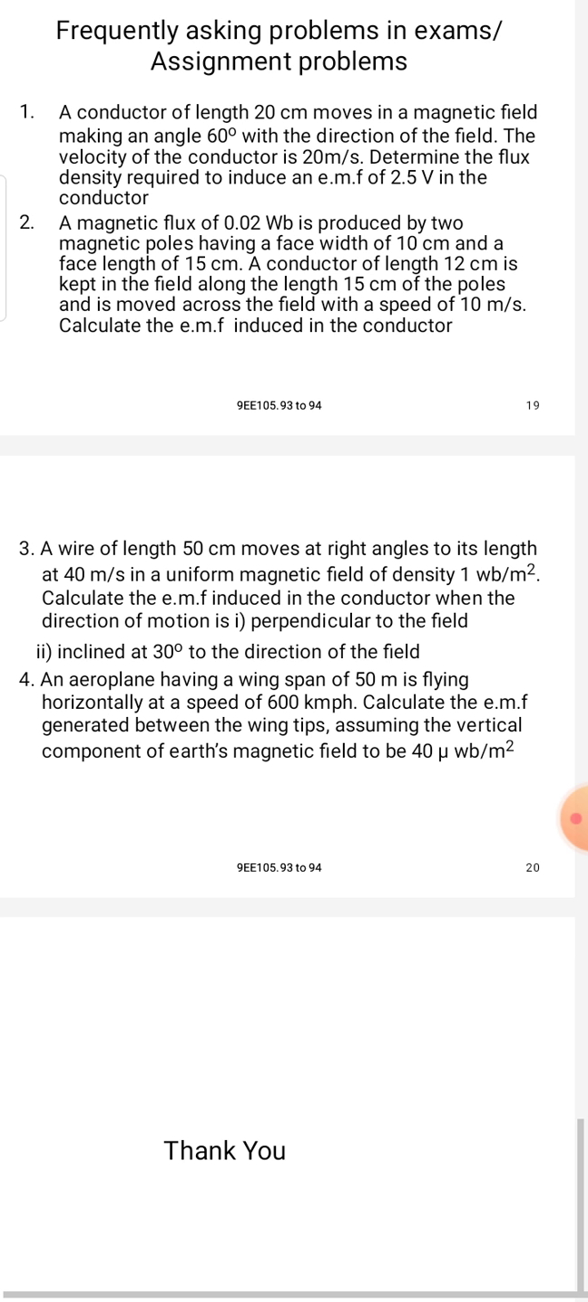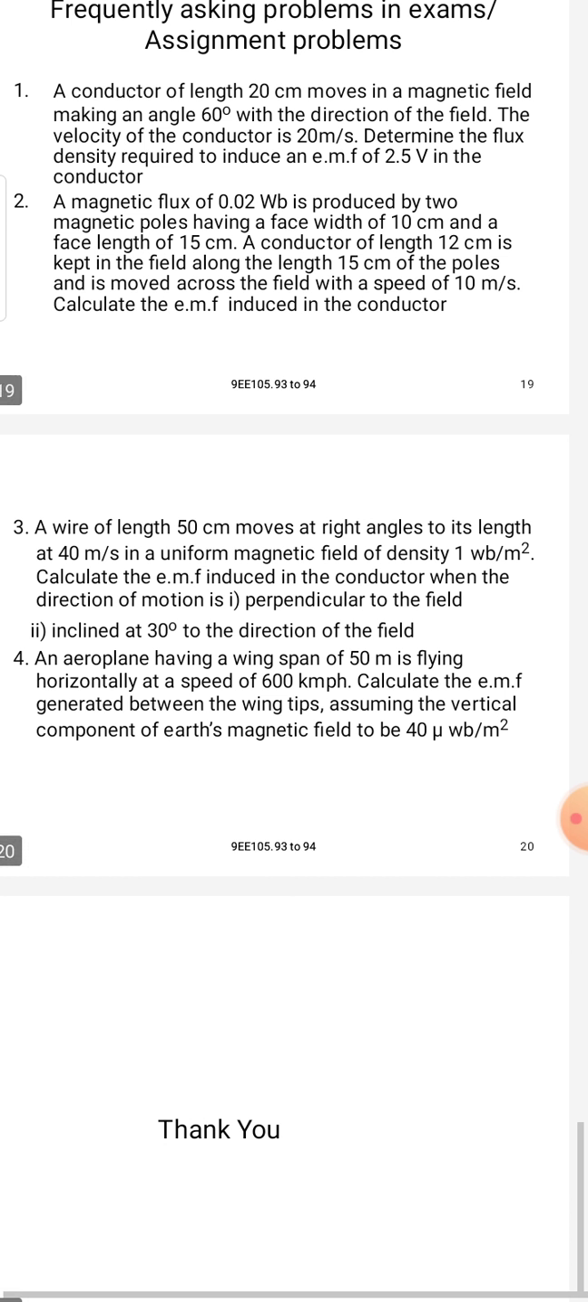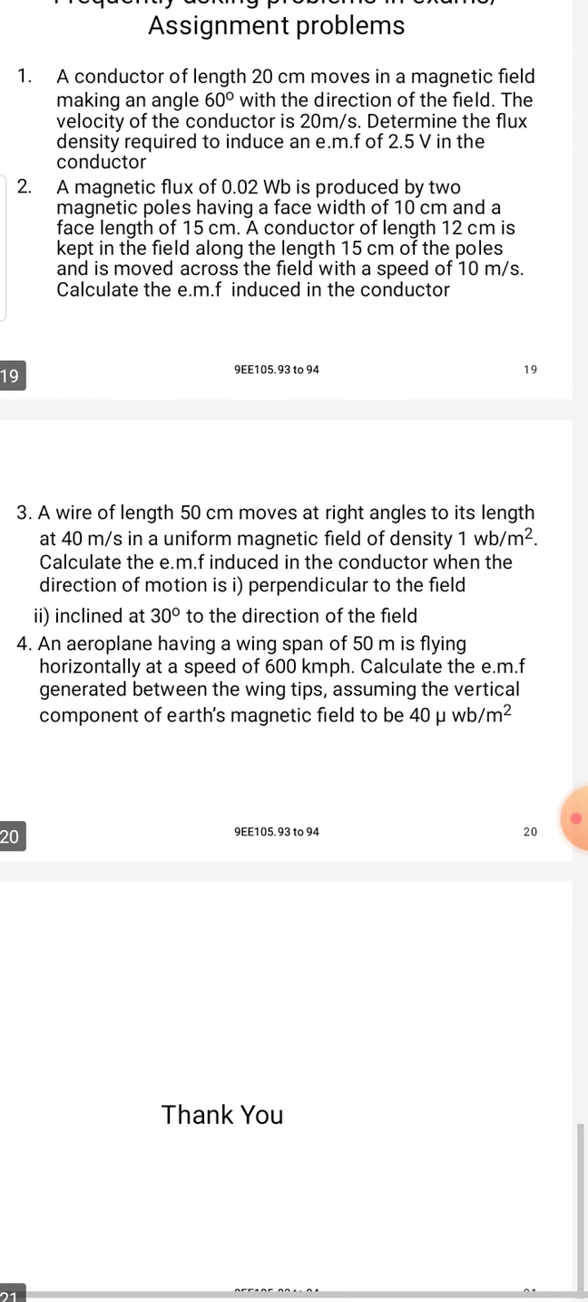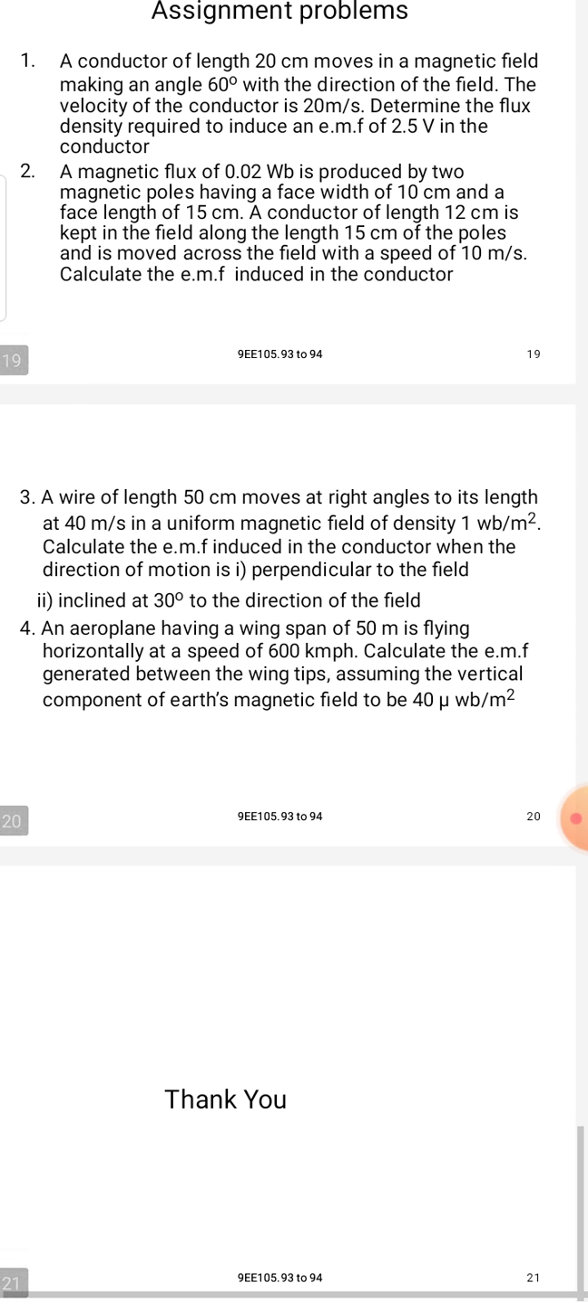The second problem: a magnetic flux of 0.02 Weber is produced by two magnetic poles having a face width of 10 centimeter and face length of 15 centimeter. The conductor length is 12 centimeter, kept in the field along the 15 centimeter length of the pole, and moving across the field at a speed of 10 meter per second. Calculate the induced EMF produced in the conductor.